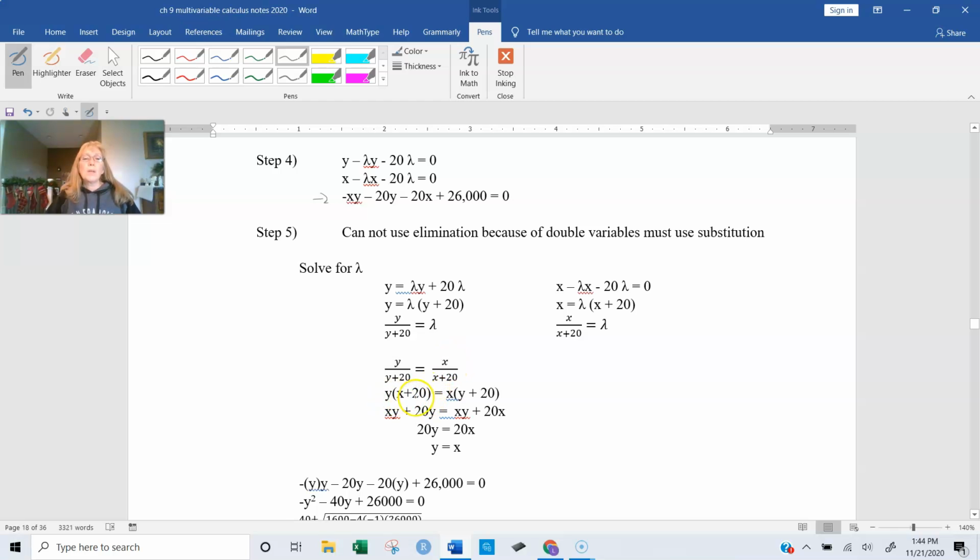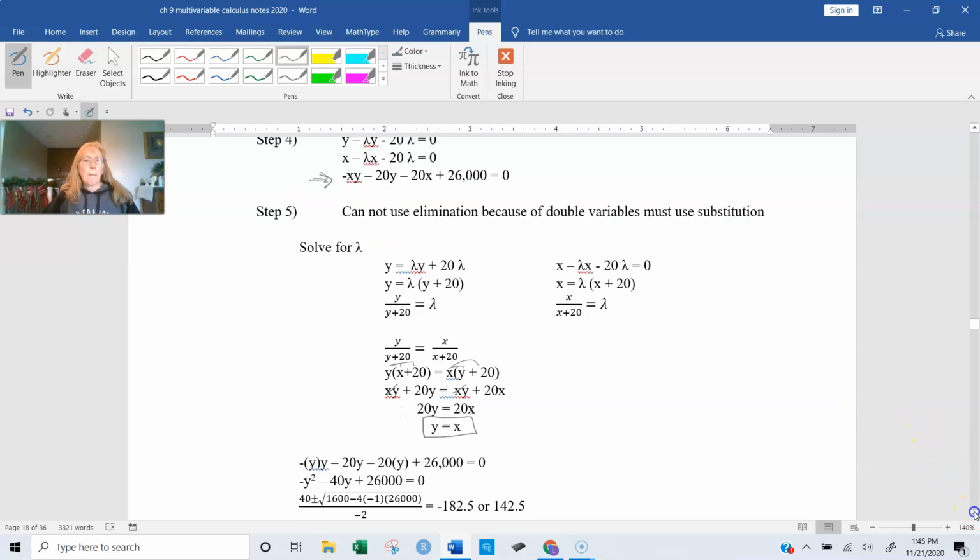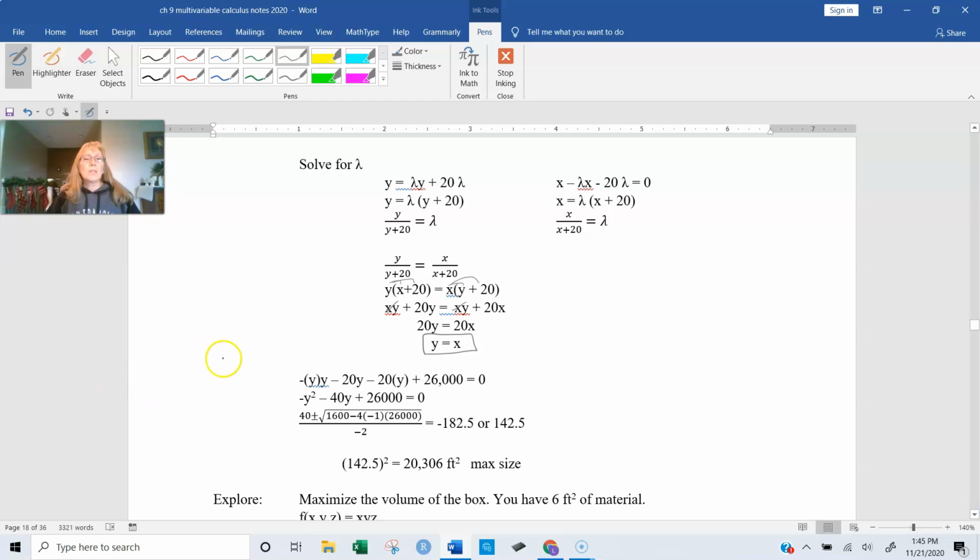And we get xy plus yx plus 20 equals yx plus 20x. Well, the x's and the y's cancel, and this means y equals x. This is very helpful. Since y equals x, I can plug this into my third equation that we haven't used yet. So right now I'm just substituting.